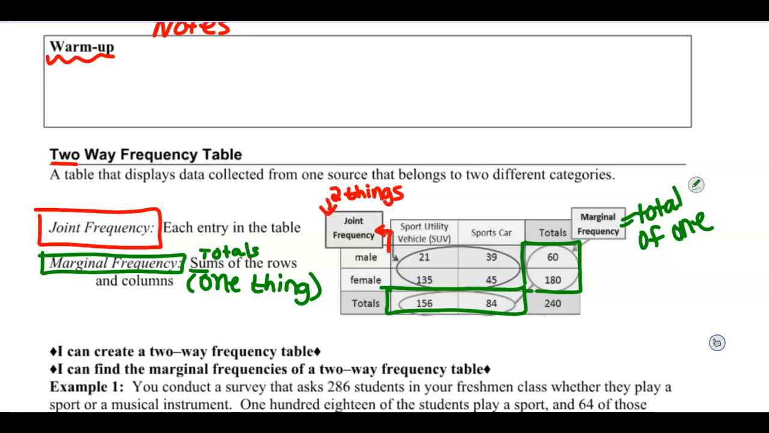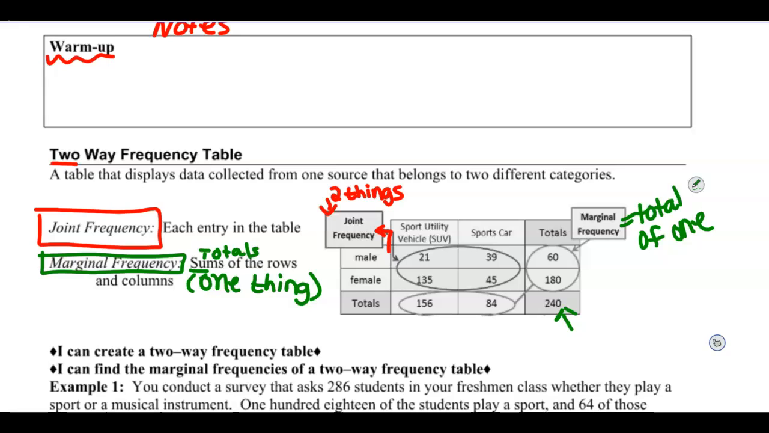So the 60 are how many total males were surveyed. The 180 here is how many total females. So I'm going to erase some of this. Looking again, another marginal frequency going down. Remember rows and columns. If I go down, this is a marginal frequency because it's a total. And this is talking about how many total like SUVs. This total or marginal frequency is how many like sports cars. And then our main total, the marginal frequency, this is the total of how many people surveyed in all.